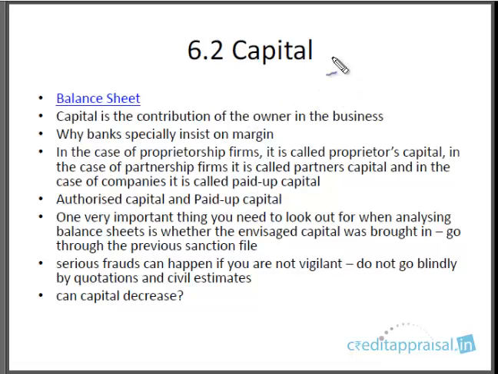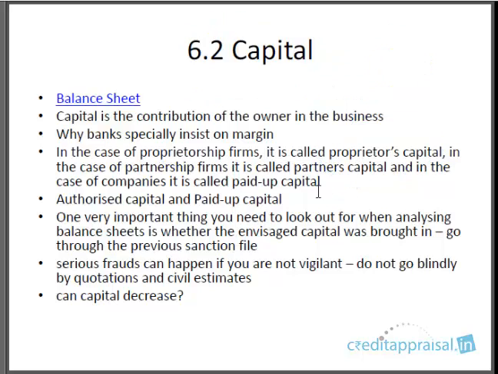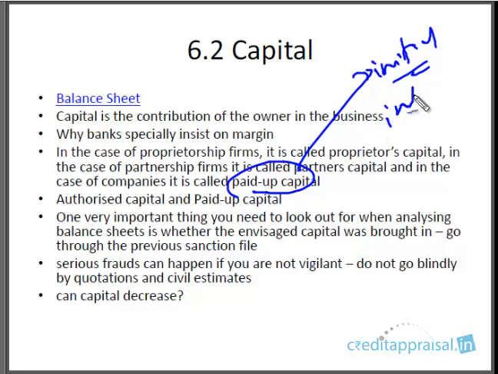So that contribution, the promoter's initial contribution, is known as capital. Capital is the promoter's contribution at the starting of the business. Whatever he has initially invested is known as capital. In the case of proprietorship firms, it's known as proprietor's capital. In the case of partnership firms, it's known as partner's capital. And in the case of companies, it's known as paid up capital. This is the initial investment. Initially, at the starting of the company, whatever amount the company has, the promoters have pumped in. Subsequently, they can infuse additional capital. So that is different.